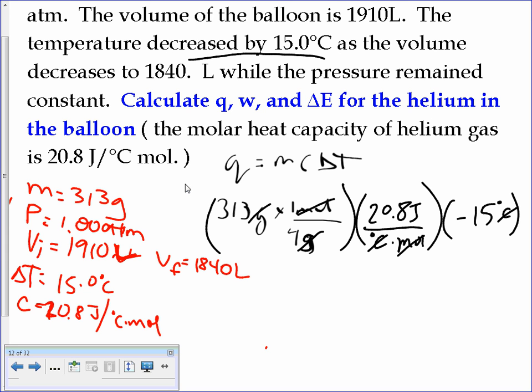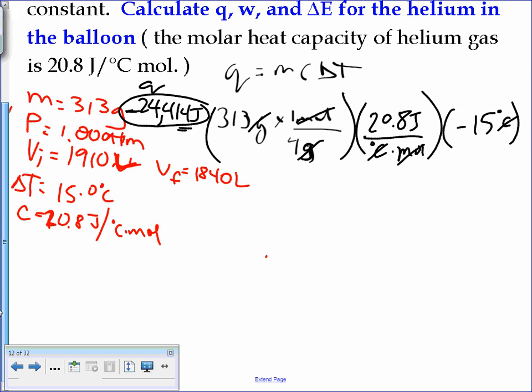But what is the value of Q? What sign is Q? Negative. Negative. And that value, you guys can calculate it, or I got you here. Yes. Q is negative 2,400. Nope, lied. 24,414 joules. Okay, so we have Q. You guys can double check my math there, but I'm pretty good at using the calculator most of the time.